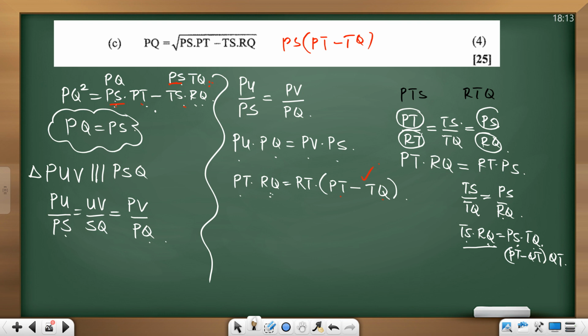Wait, we said what? PT minus TQ. Why is it? Because we subtract PS on top here. PS? Where? PS here. No, next line. Yeah, when you start where PS, you put PT minus TQ.